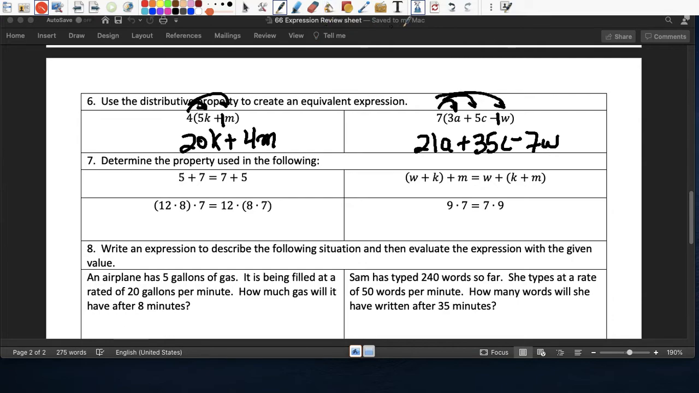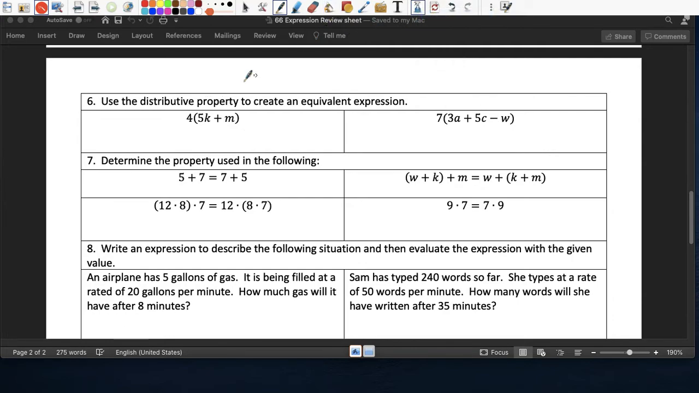Okay? Next section, it says determine which is the property. This one, 5 plus 7 equals 7 plus 5. Remember we talked about properties, right? 2 days ago. This is the commutative property. When we change, that's a commutative property. This one, what is this property? And we commute, but this is the associative property.